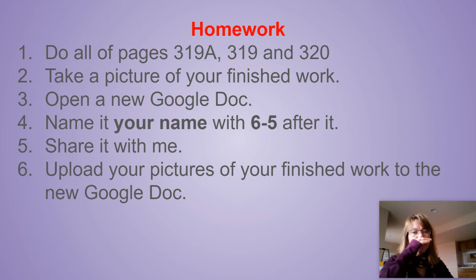Okay. You're going to take pictures of your finished work with your computer or whatever device you have. You're going to open a new Google Doc. You're going to name it with your name and then write 6-5 after it. Share it with me. I'll know you're done with it. Upload your pictures of your finished work. And I should be able to see them and see if you did it and if you did it well. If not, I'll put a comment that says, please fix this.